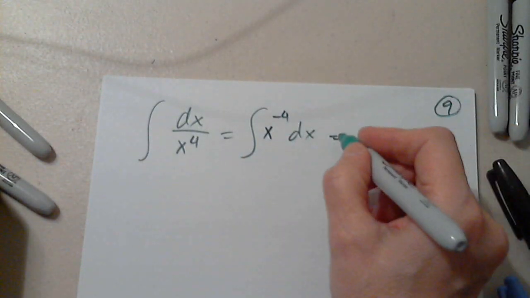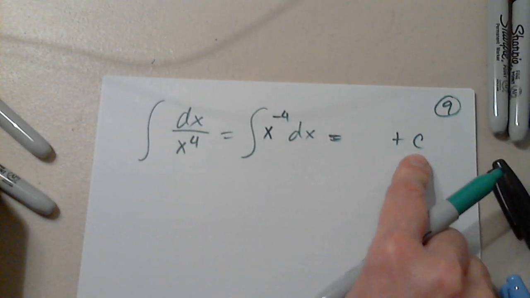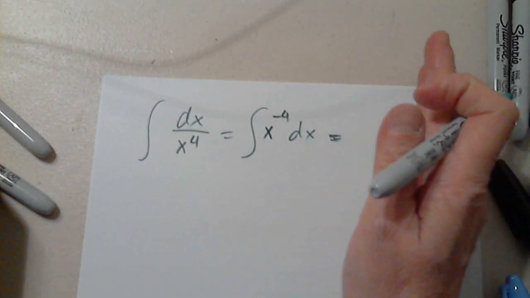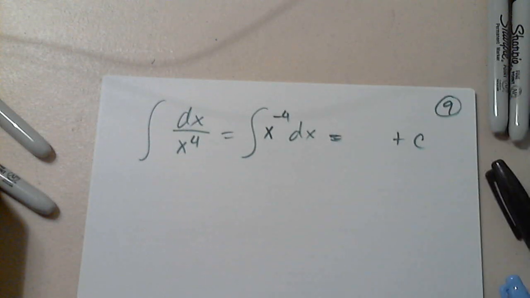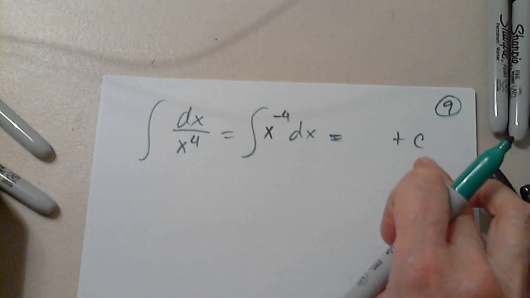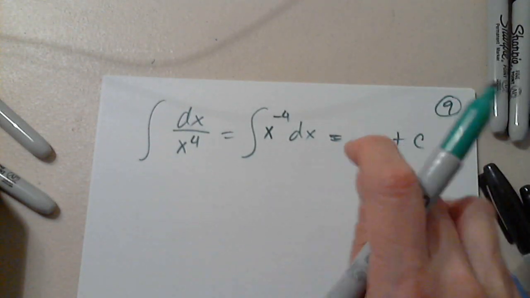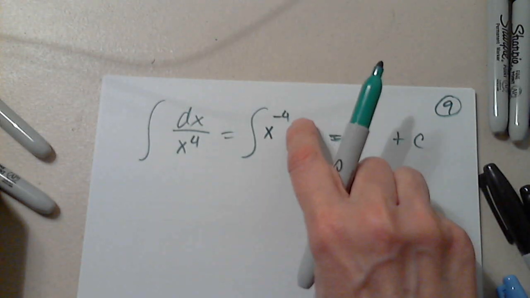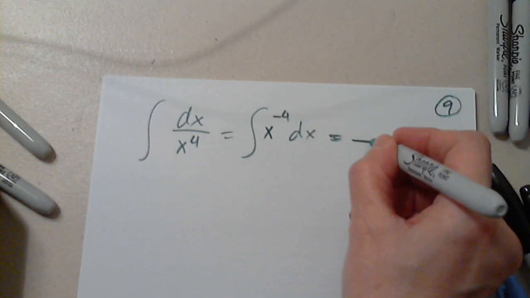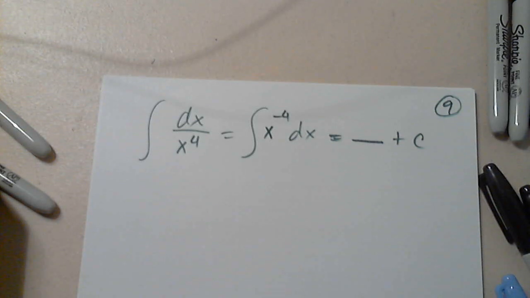Good. So now, of course, I'm going to have to add C because I'm looking for the most general antiderivative. So I cannot ever forget C. I need a function whose derivative is x to negative 4. Same rule applies no matter what the power is. A fraction, a negative number, a positive number, we don't care. The rule is the same.